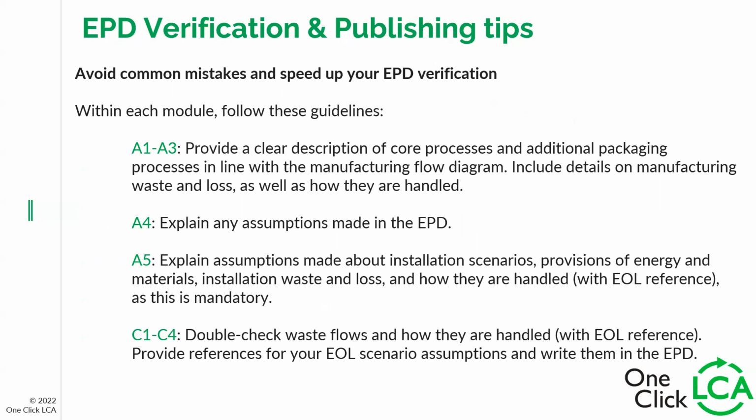And some guidelines for what to write about the different life cycle stages. So in A1 to A3, have a clear description of the main processes, as well as the packaging materials. And again, that this is in line with the flow diagram that you provide for the manufacturing process. Include any details about wastes or losses during the production, and how those wastes and losses are handled.